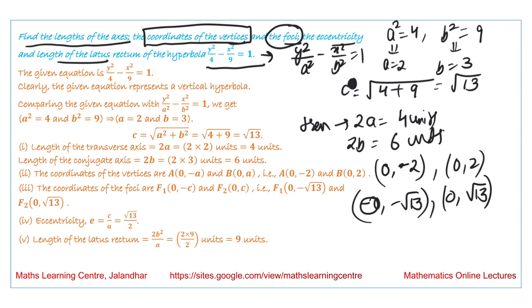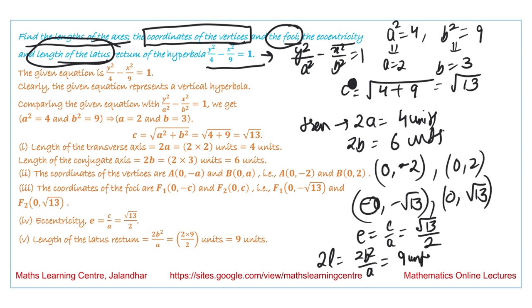And then we have eccentricity. e we know the formula is c by a, so that is equal to root 13 by 2. And last we have to calculate the length of latus rectum, so that is 2l is equal to 2b square over a, and that value comes out to be 9 units. So these are the required values corresponding to this hyperbola.